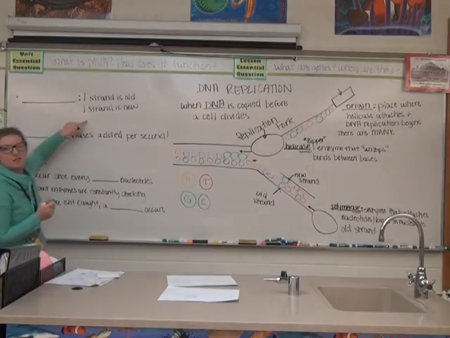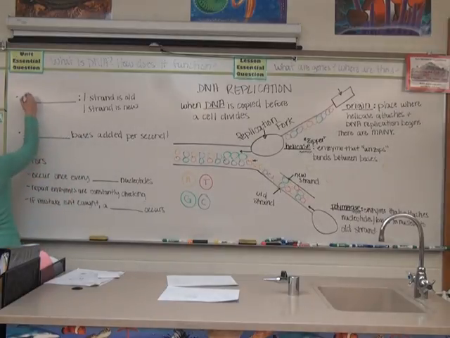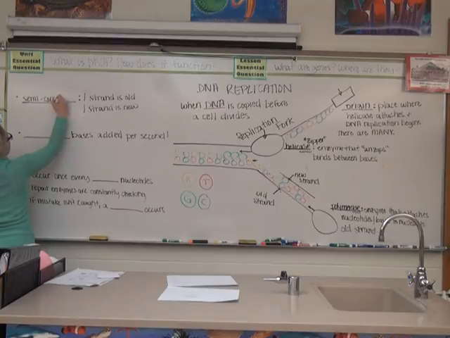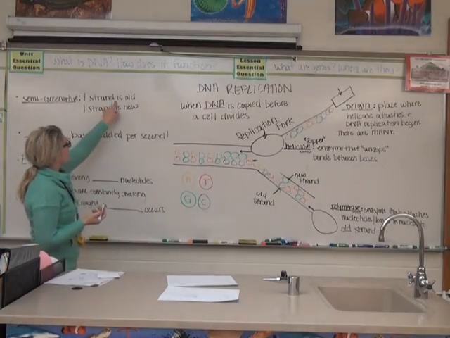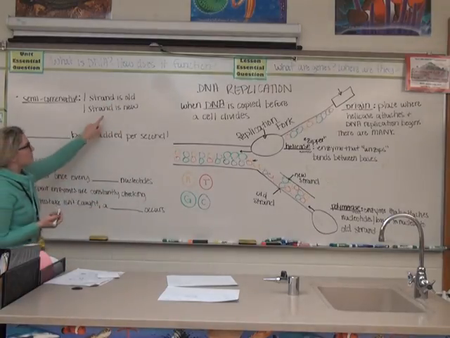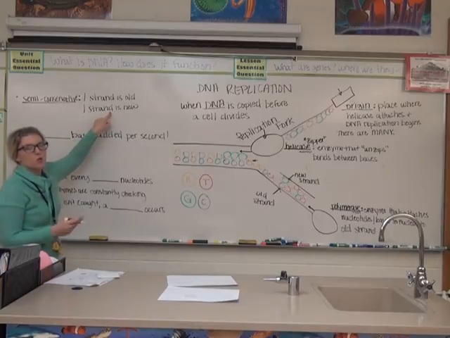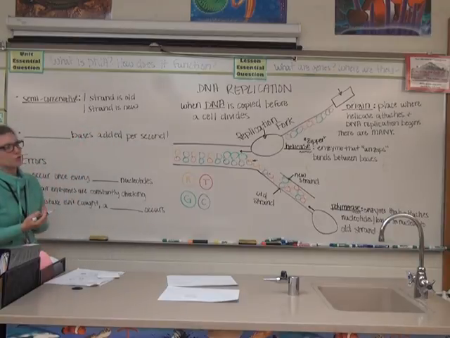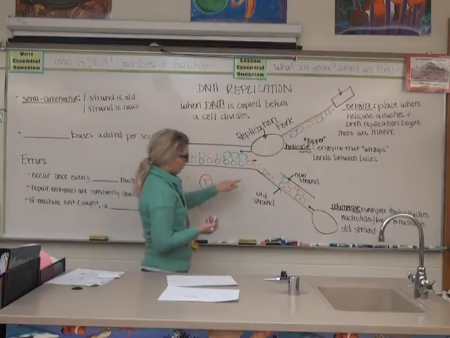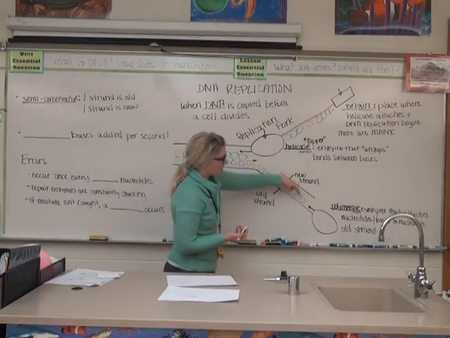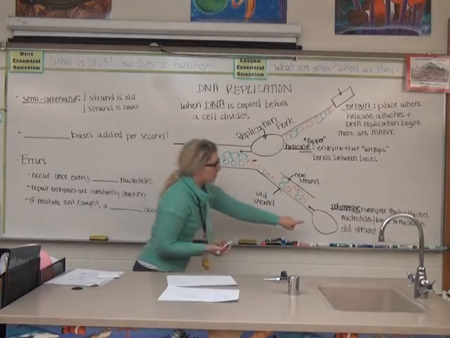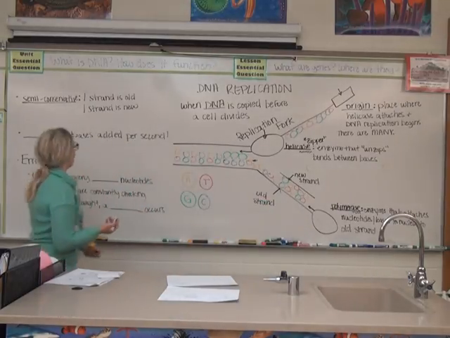Now there's a couple other things you should know about this. This whole process is called semi-conservative. What that means is one strand of DNA is going to be old and one strand of DNA is going to be new. So we always have an old strand and a new strand of DNA. In our example over here, this was our old strand of DNA, and this is the new strand of DNA that's forming as a polymerase attaches those nucleotides.